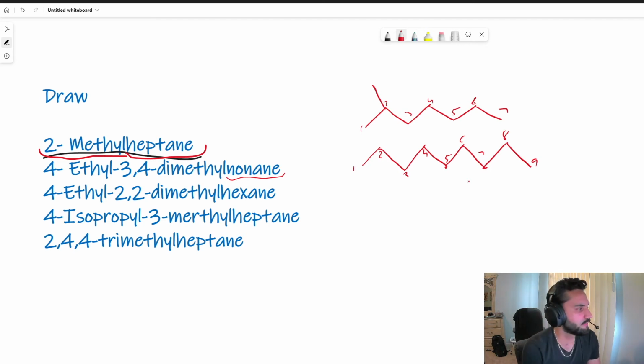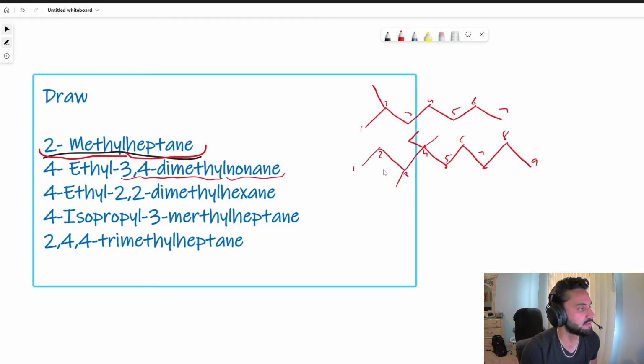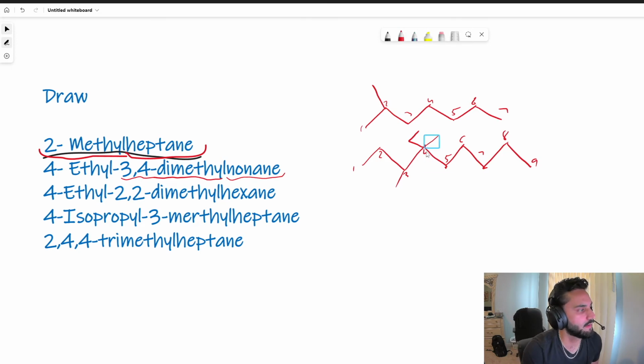So on carbon number 4, there's the ethyl group. Let me draw that here. There's the ethyl group. Ethyl is a two carbon chain, and we are told that on carbon number 3 and 4 there is a methyl group. So here's our carbon number 3. Here's a methyl, and here's another methyl. So here it is, 4-ethyl-3,4-dimethylnonane.